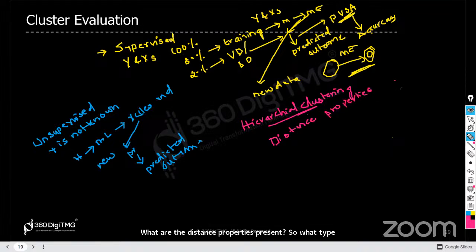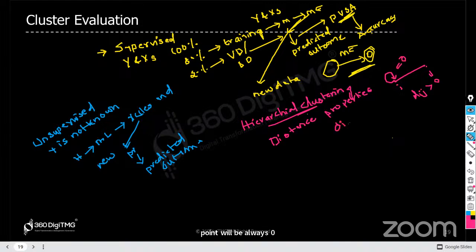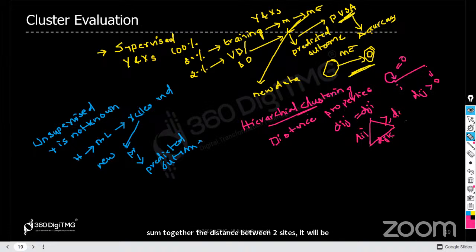Suppose you have two data points, i and j. The distance between the two data points will always be positive, not negative, because it is always greater than or equal to 0. The distance from a specific data point to itself will always be 0. Symmetry is also present: the distance from i to j will always equal the distance from j to i. And the last one is triangle inequality. When we sum the distance of two sides, it will always be greater than or equal to the third side, not less than. These are the distance properties.